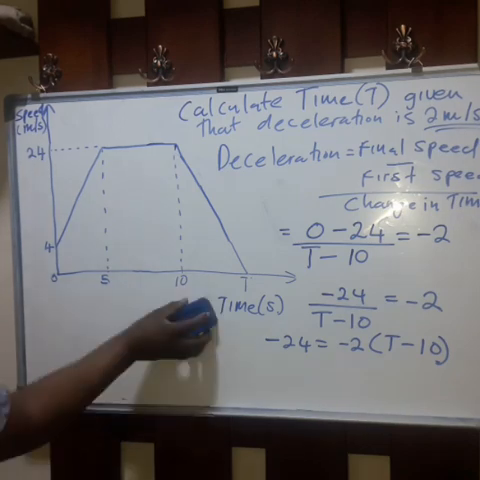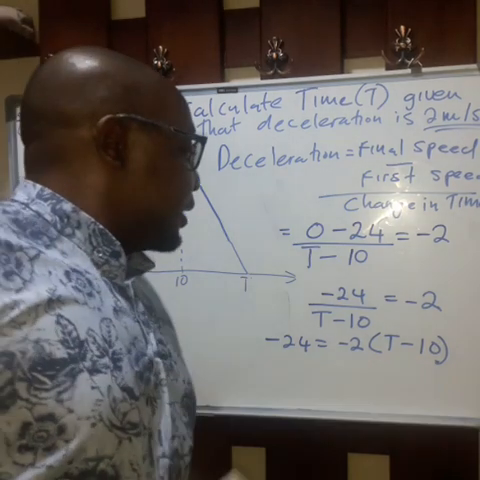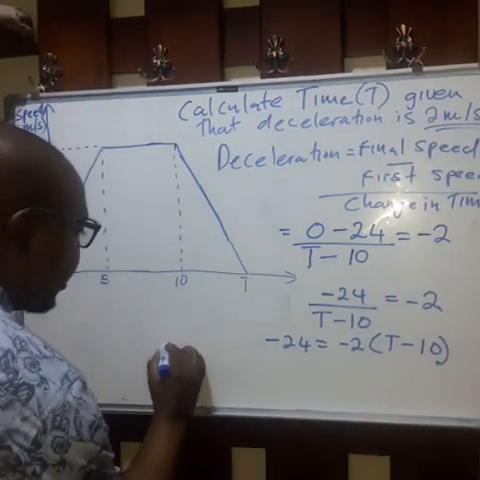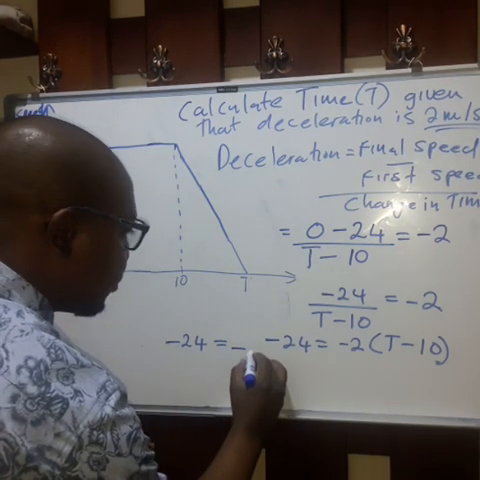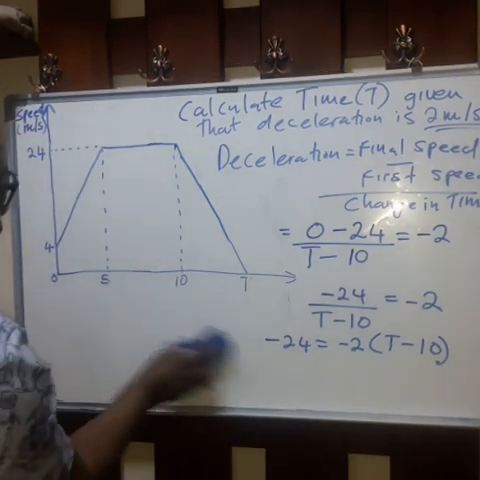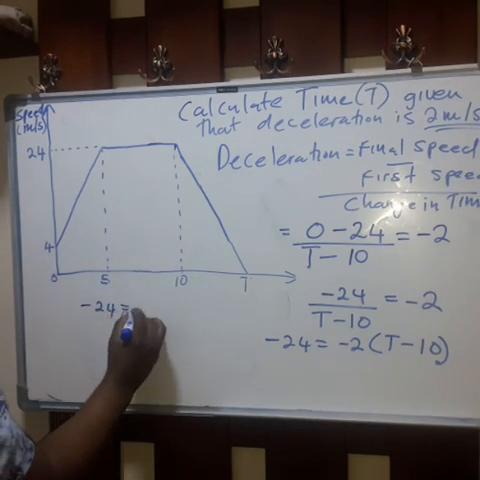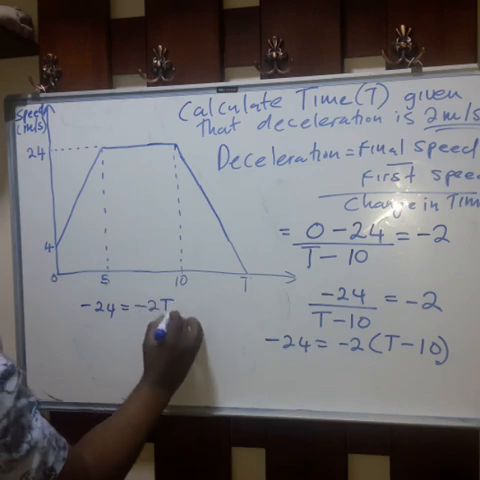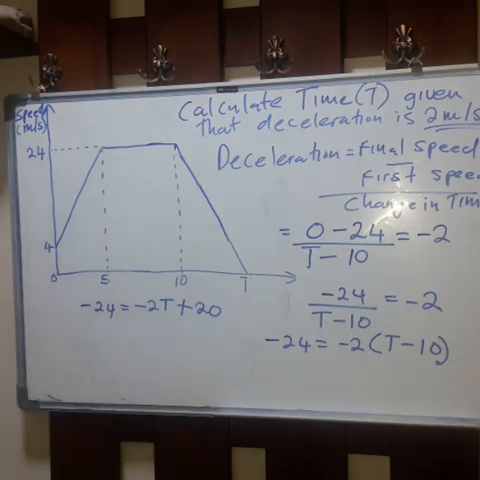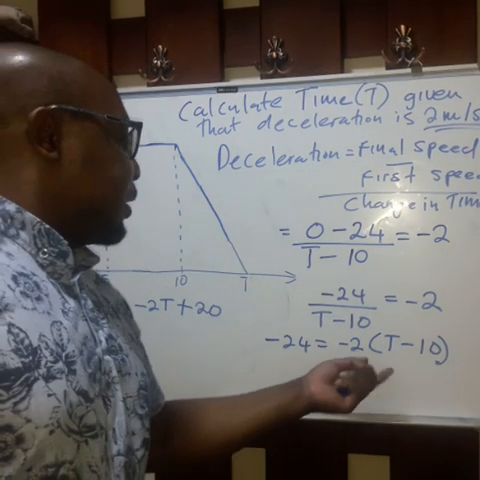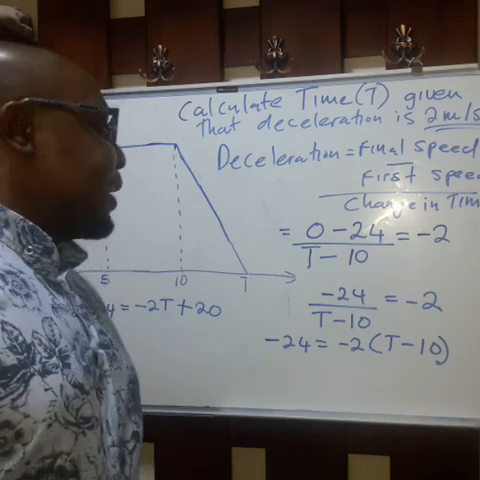Allow me just to wrap this part. I expand the right side: minus 24 is equal to minus 2t plus 20. I have just done some multiplication. Minus 2 is multiplying t, and minus 2 is also multiplying minus 10.